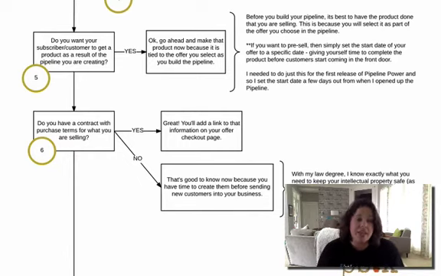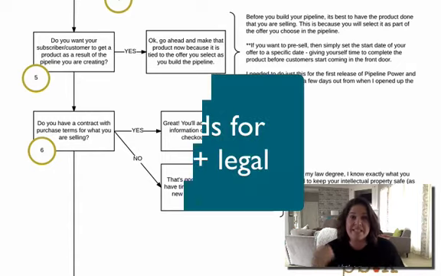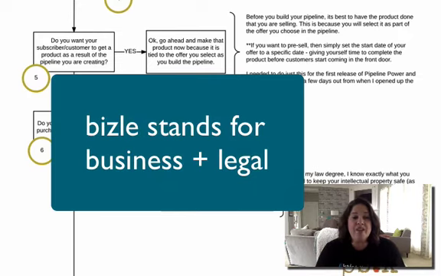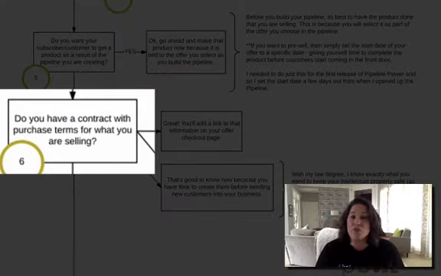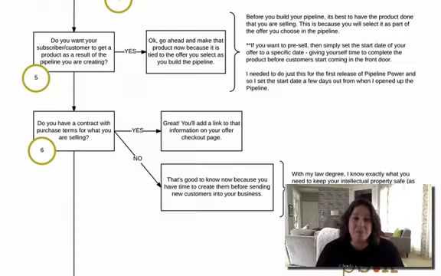So the next question is going to be, and here's where Bizzle comes into play. Again, Bizzle is business plus legal. Do you have a contract with purchase terms for what you are selling? Now, selling meaning free or paid. You are giving people access to your intellectual property. And while 90% of people are not going to abuse this, you're operating a business. You're selling your intellectual property. You're providing access to that intellectual property. So if you have purchase terms, awesome. I will show you how to hook those up when we get to pipeline power.